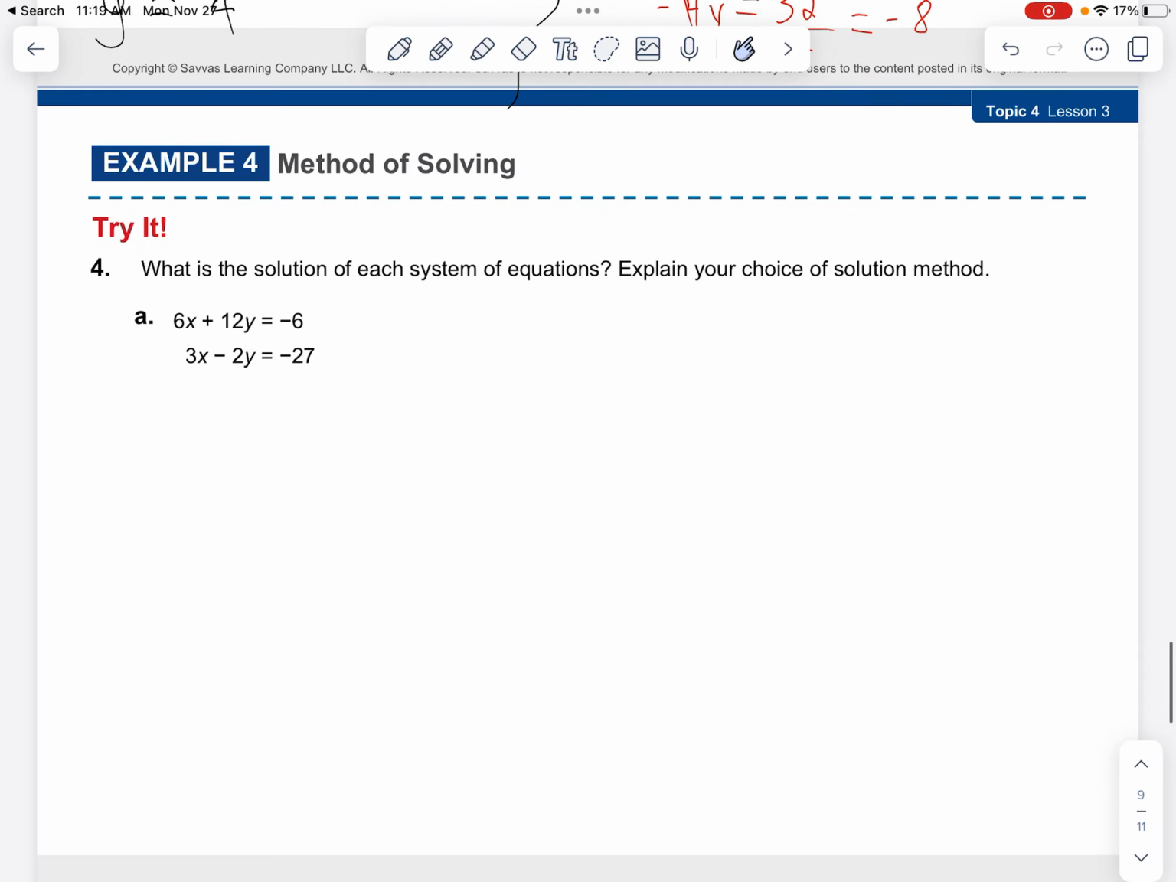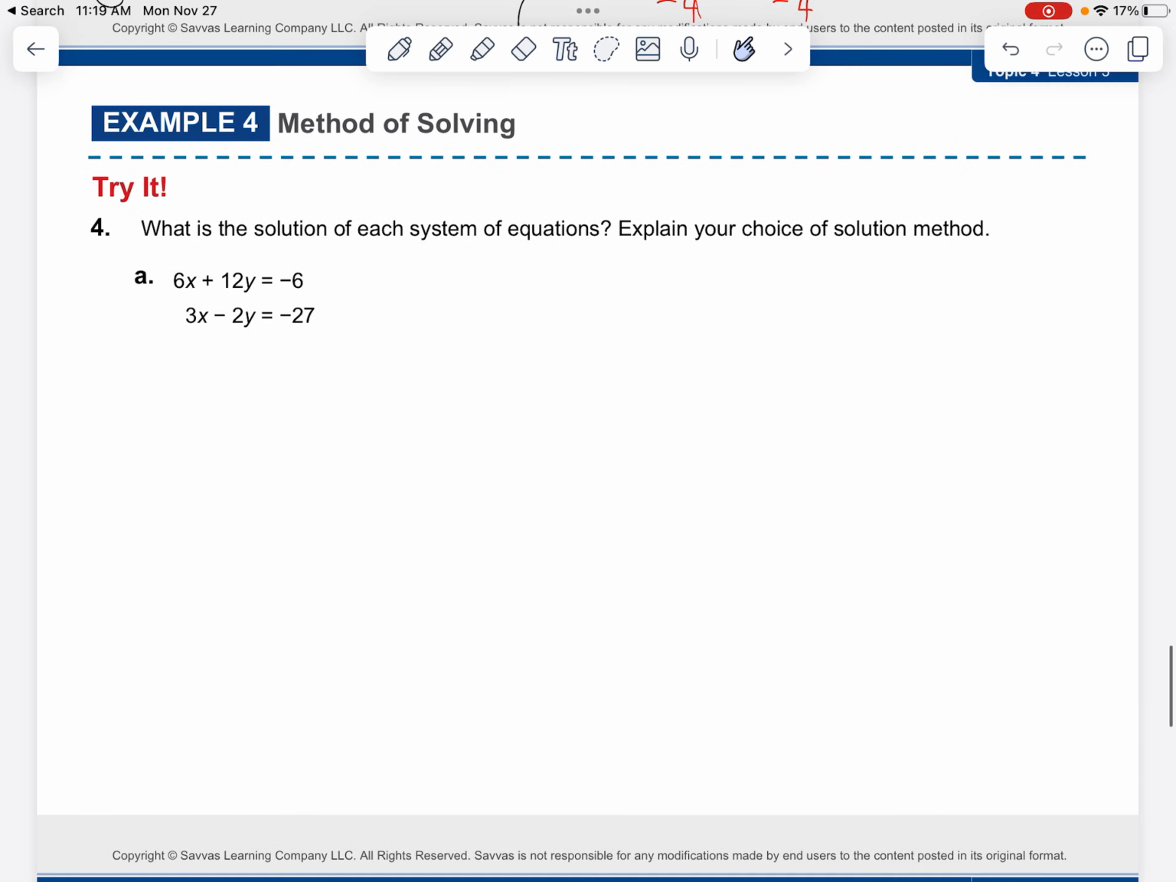Go ahead and pause the video, try it on your own, and then unpause to check your solution. They want to know, what is the solution of each system of equations? Explain your choice of solution method. Because everything is aligned, your x's are aligned with each other, and so are your y's, I would use elimination.